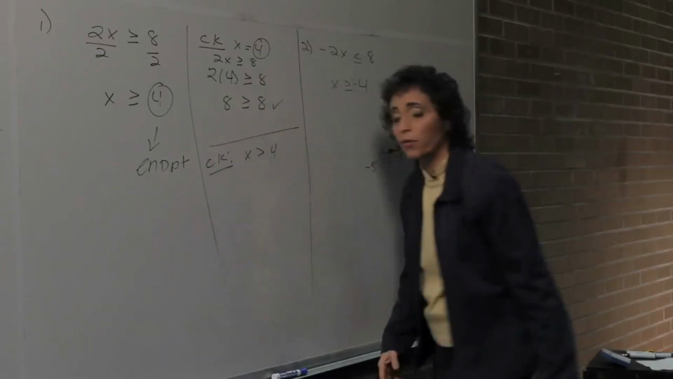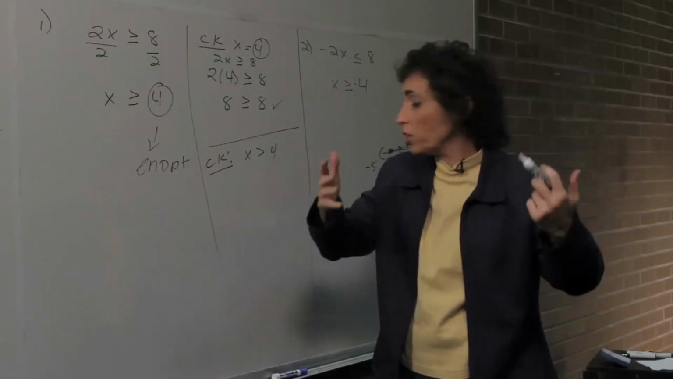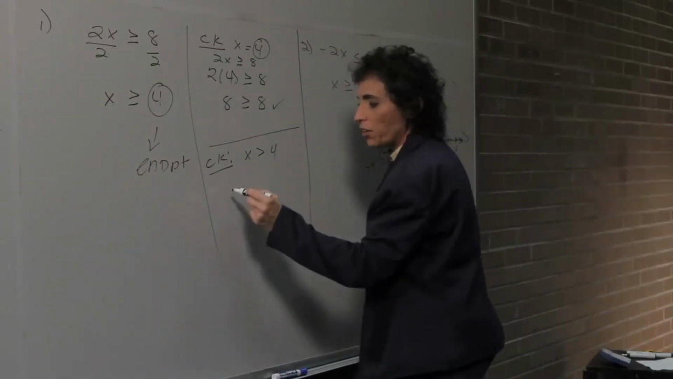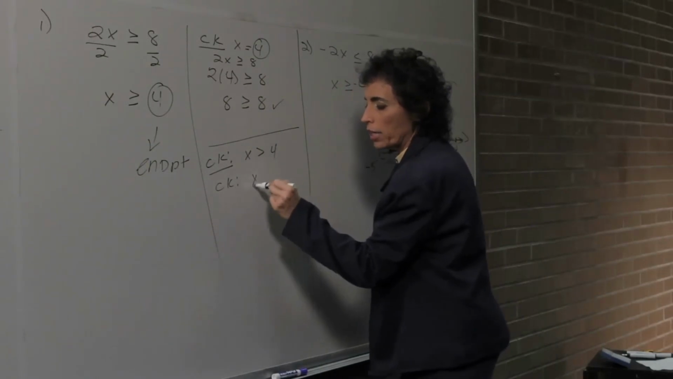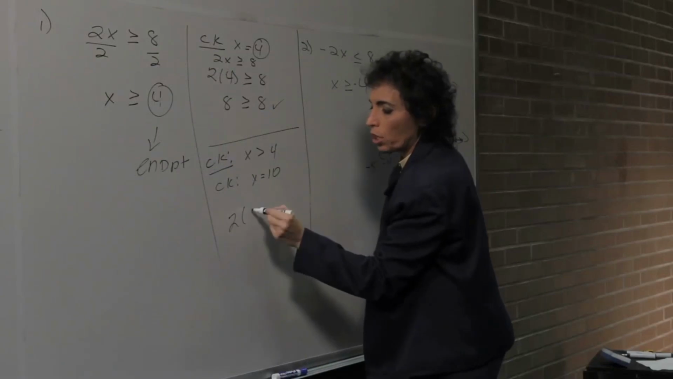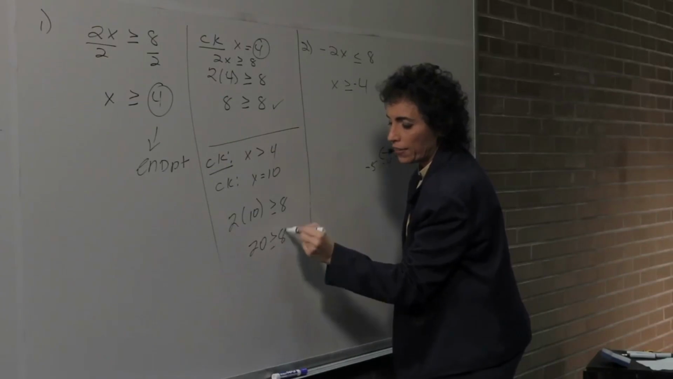Now I have to check a number greater than 4. What number greater than 4? Any number you want. You can check 4.1. I don't know why you would, but you could. Check 5. You can check 10. You can check 50. It doesn't matter. So you might want to check x equals 10. Check in the original. 2 times 10 is greater than or equal to 8. That's 20 is greater than or equal to 8, and that's true.